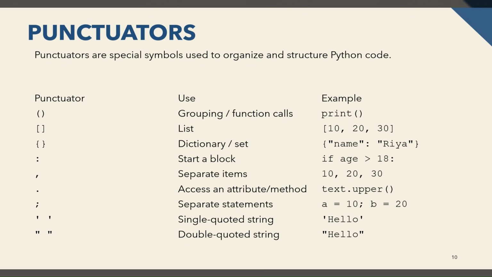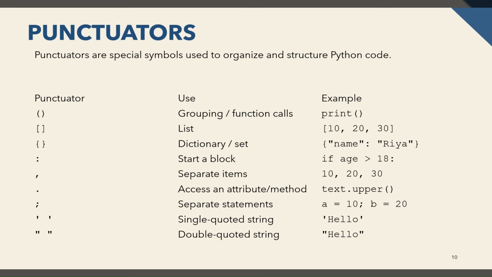Next, we have punctuators. Punctuators are special symbols used to organize and structure Python code. As we know, in the English language, we use full stops, commas, apostrophes, and all these symbols. Similarly, in Python, to give more structure to the language, we use punctuators. So these are the punctuator symbols.